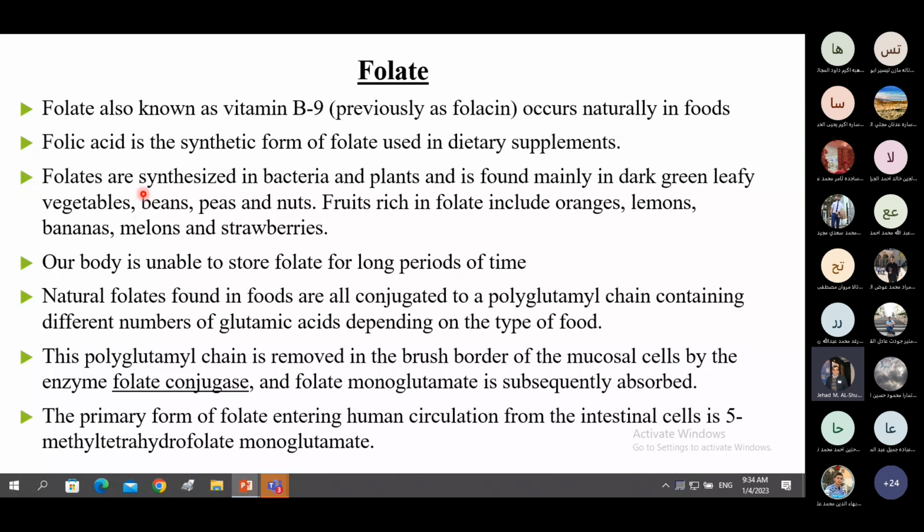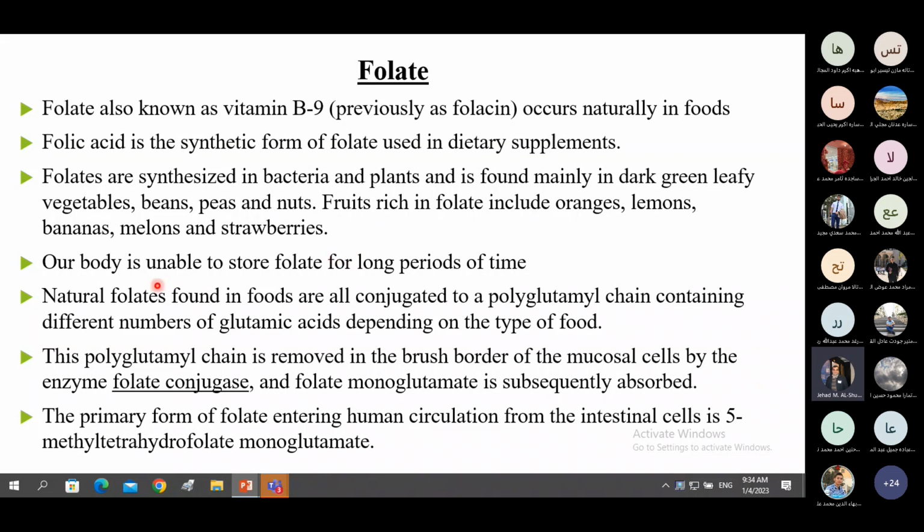Folate is synthesized by bacteria and plants. So our body can't synthesize folate or vitamin B9. In plants, it is mainly found in dark green leaves, in beans, peas. Also, it is found in fruits: orange, lemon, strawberry, melons, and so on. So our body can't synthesize folate and can't store it for a long time. This is why we have to get it regularly in our food.